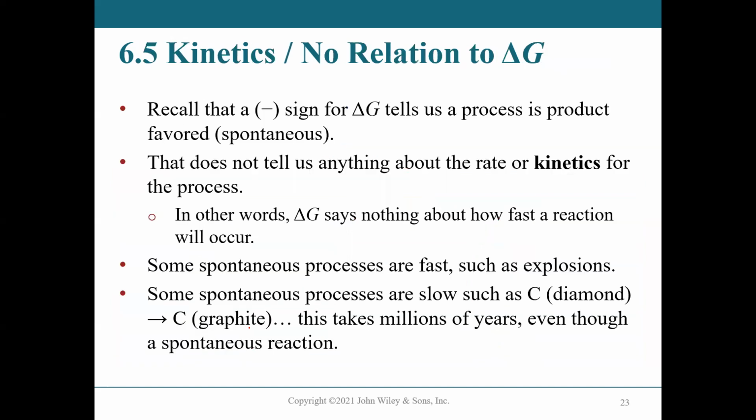It says, recall that a negative sign for delta G tells us the process is product favored, spontaneous. Positive would be non-spontaneous then. It says this does not tell us anything about the rate or kinetics for the process. So in other words, delta G says nothing about how fast a reaction will occur. It says some spontaneous processes are fast and some are slow, such as carbon, diamond going into graphite.